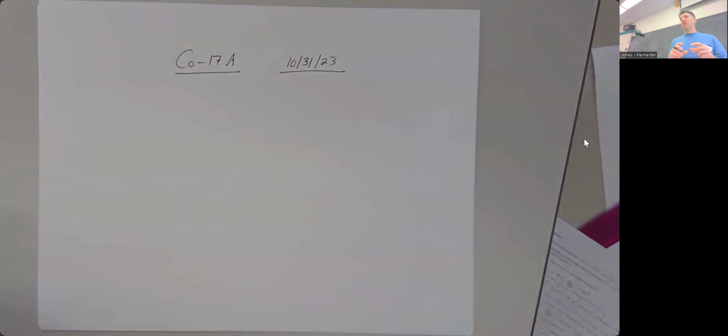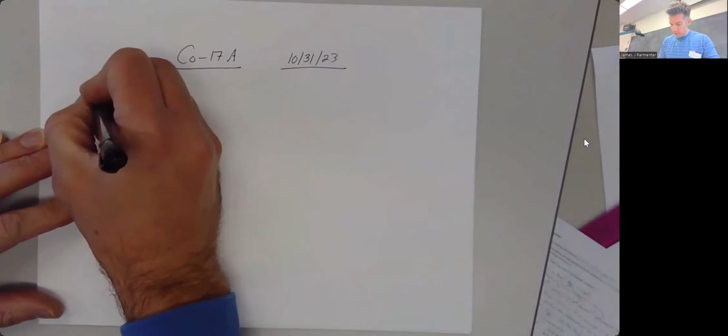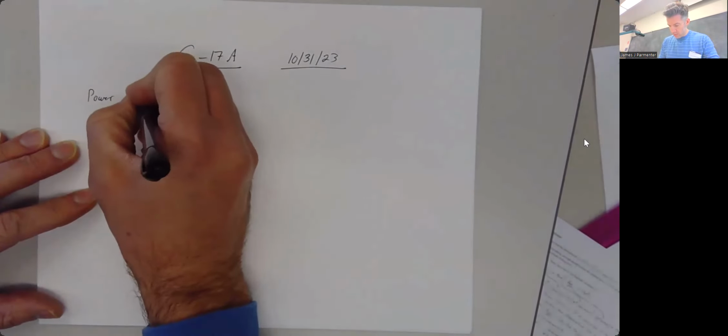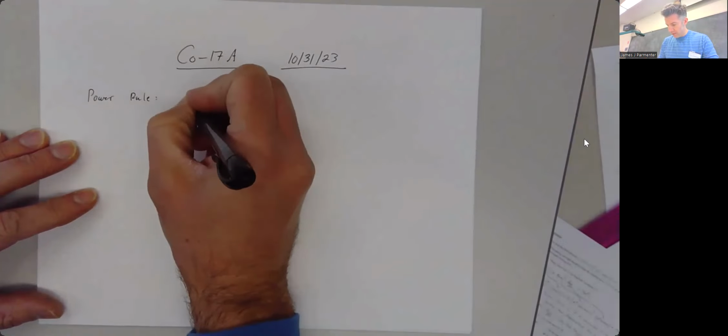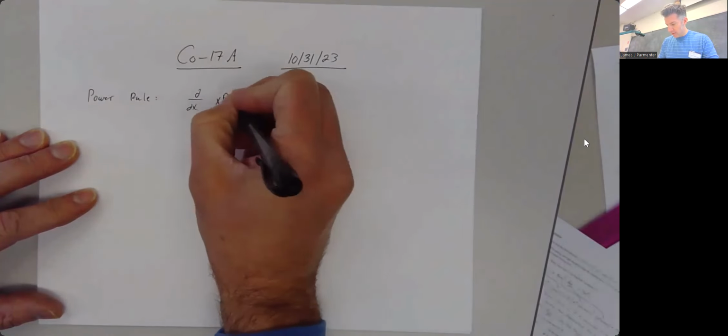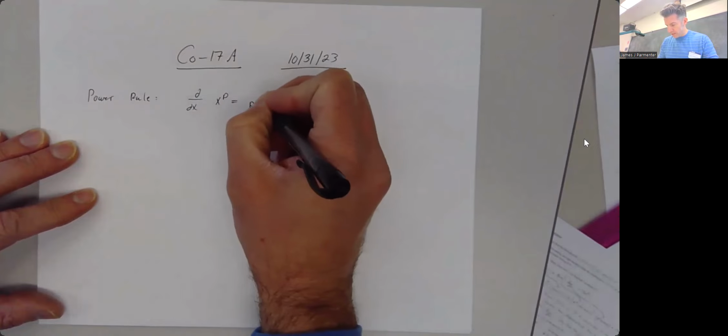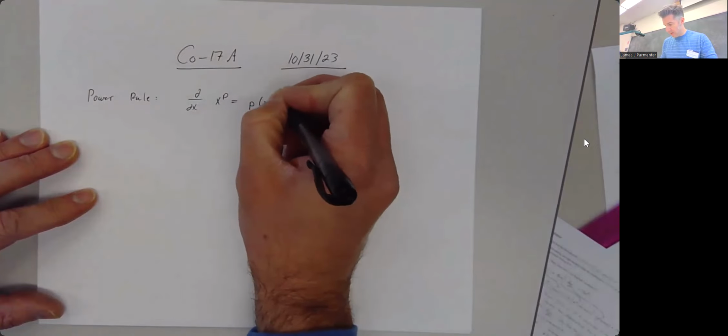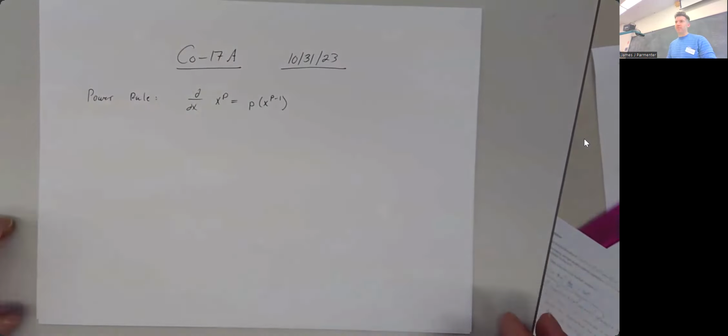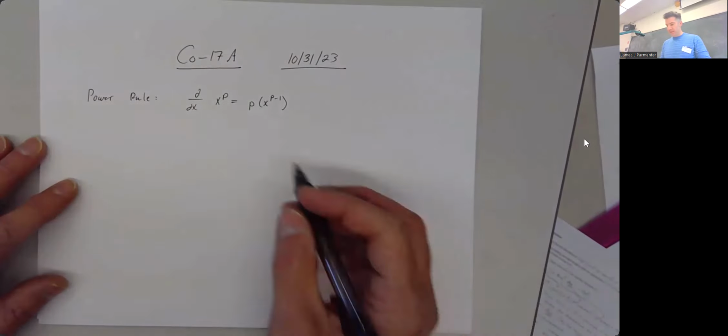So before we get there, though, let's back it up and talk about the rules of differentiation we know so far. So really, there's a few rules. We know the power rule, which says the derivative of x to a power is that power times x to the power minus 1. No parentheses needed there.